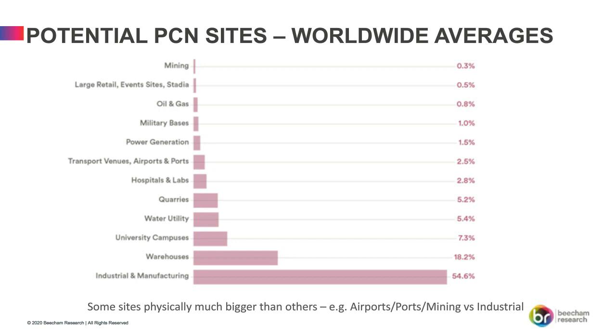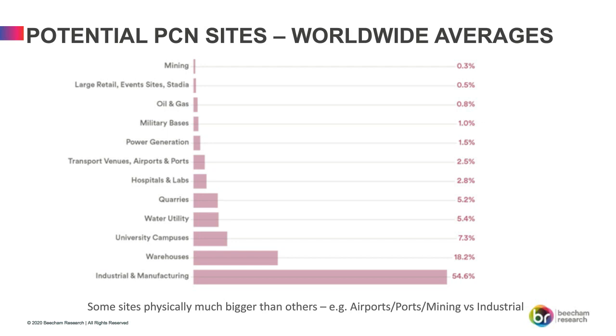Some of those may be lightly populated with connections. Some of them may be quite densely covered by connections. But it's the numbers of connections that are really the fundamental requirement there. But it's interesting to note, I think, that industrial and manufacturing represents more than half of the numbers of sites that could usefully use PCN worldwide. And that's followed then by warehousing.